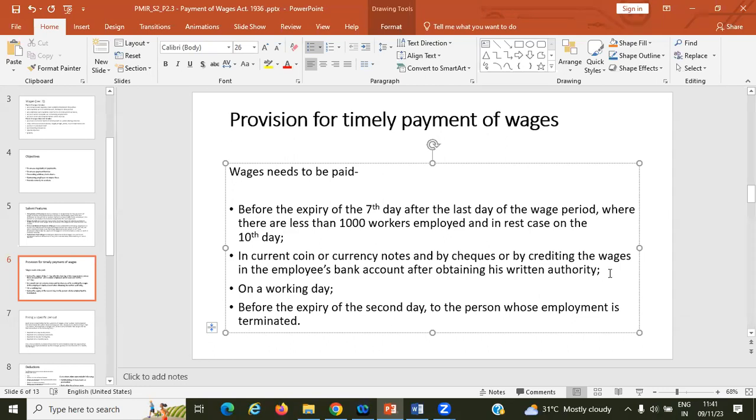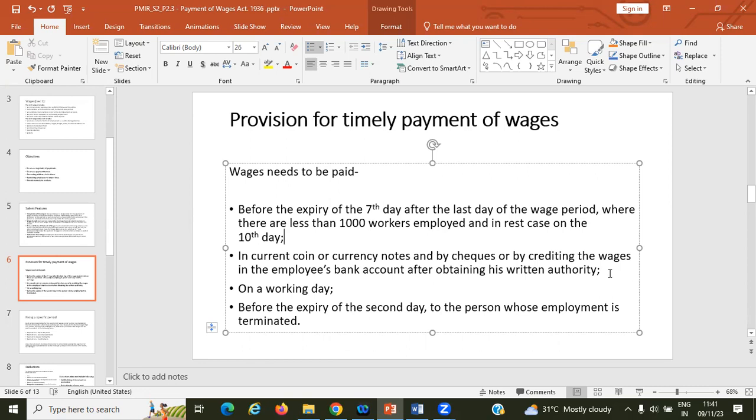You have to make the payment on a working day. That is another condition. You cannot pay the employee on a holiday, Sunday. Your salary date should be on a working day. Before the expiry of the second day, to the person whose employment is terminated. That means, before the expiry of the second day, to the person whose employment is terminated.